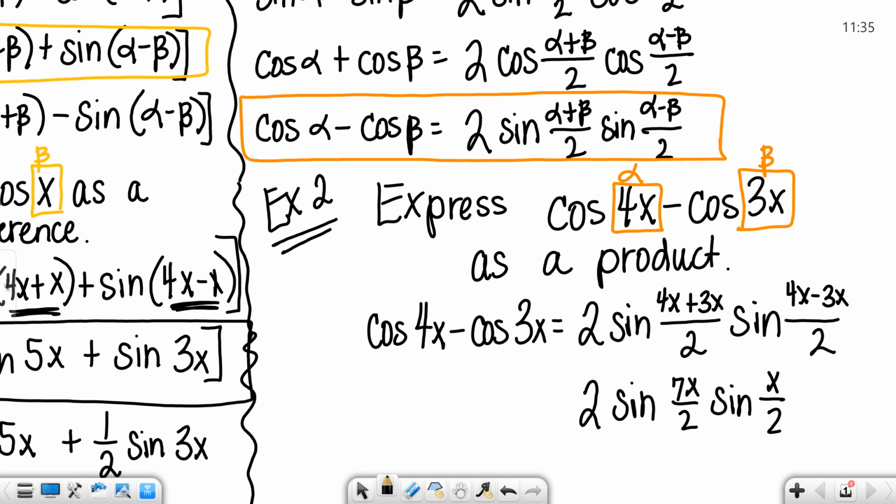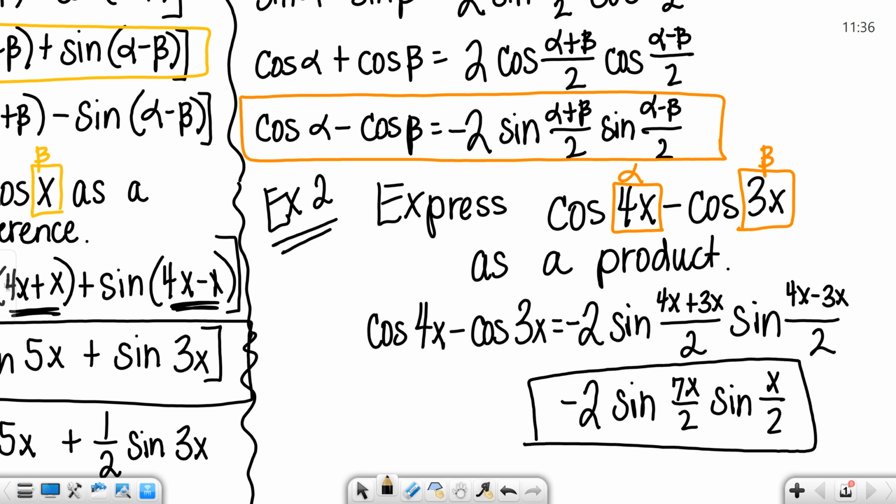I do notice that I have a mistake on the board, and it's in the formulas. This formula should have a negative. That is a part of the formula. This is why copying your formulas down is super important. There should be a negative in front here. So make sure that when you're copying your formulas, you do it correctly. That's the only one that has the negative in front. So make sure you don't forget it. Our solution here would be -2 sine of 7x over 2 times the sine of x over 2. And that is our solution.